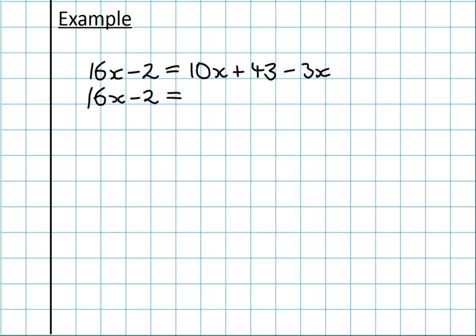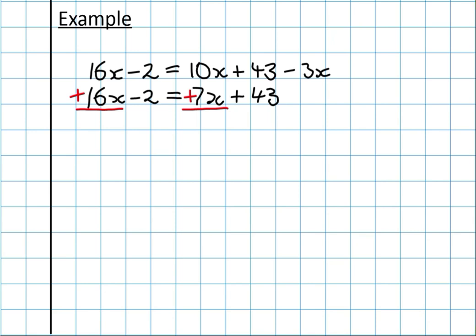So what we're going to do is we're going to take this positive 10x and we're going to combine it with this negative 3x, and altogether that makes positive 7x, which we write in, because it's the first thing on the line, as just 7x. And the 43 stays. So now we have x only appearing twice. It's here in this positive 16x term, and it's here in this positive 7x term.